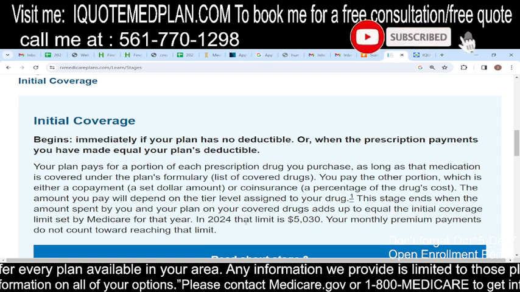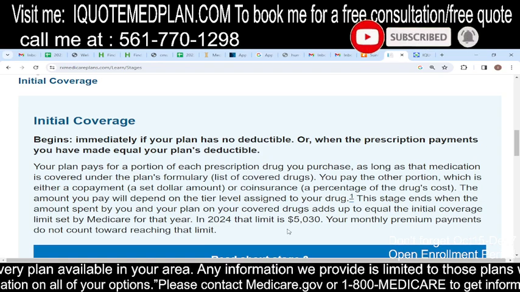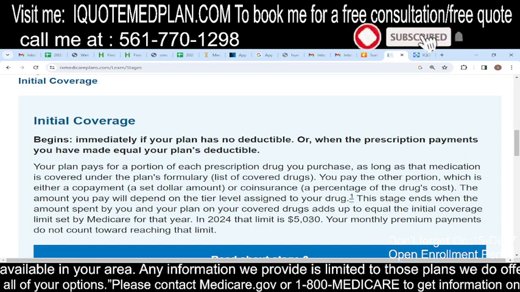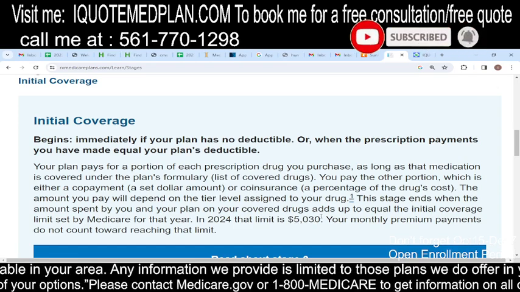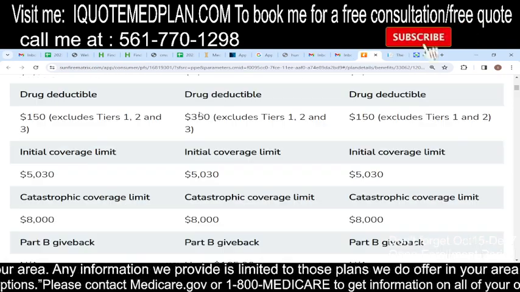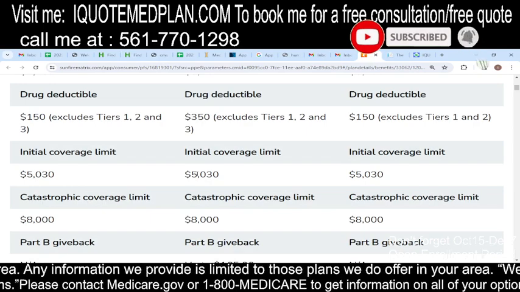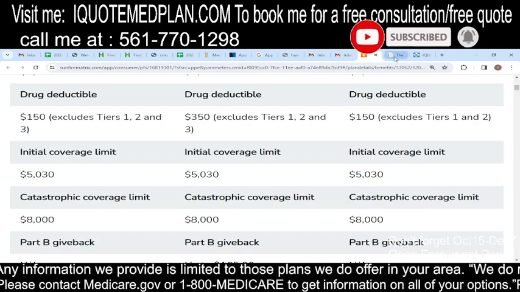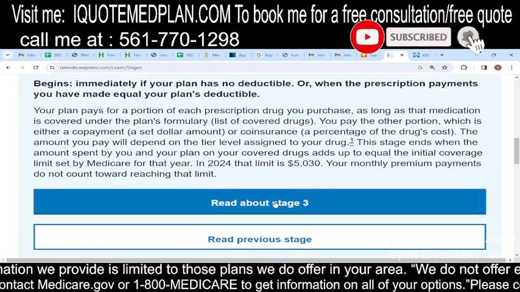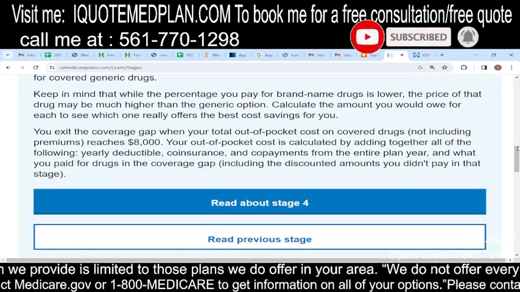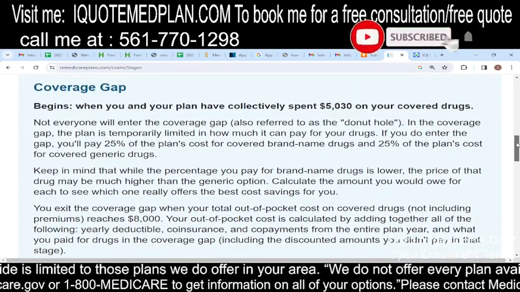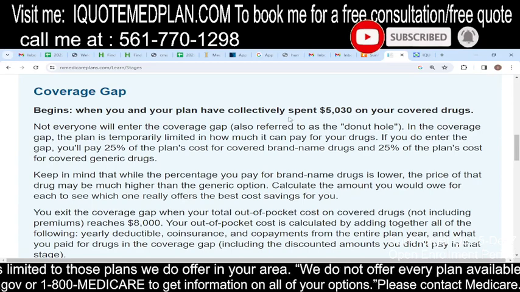So basically in 2024, the limit is $5,030. That's the initial coverage that you see here. Now we're moving on to the third stage. So here's the third stage, guys. This third stage is the coverage gap stage.